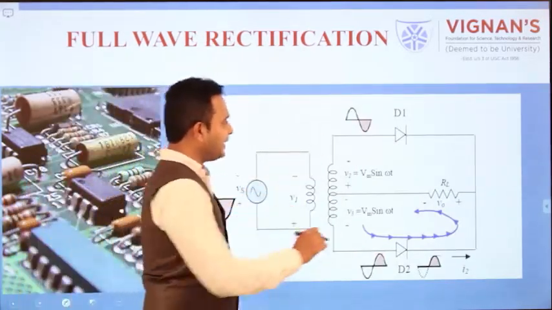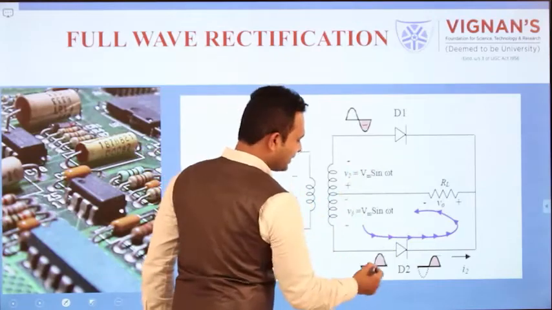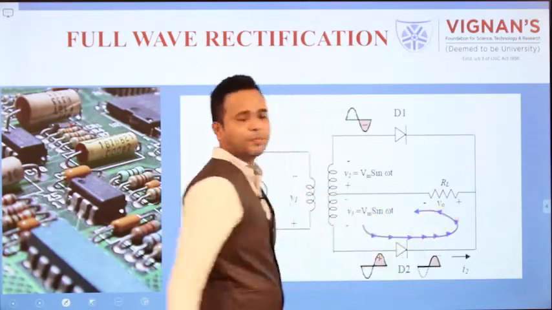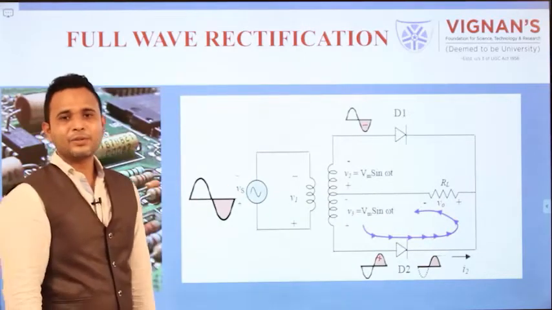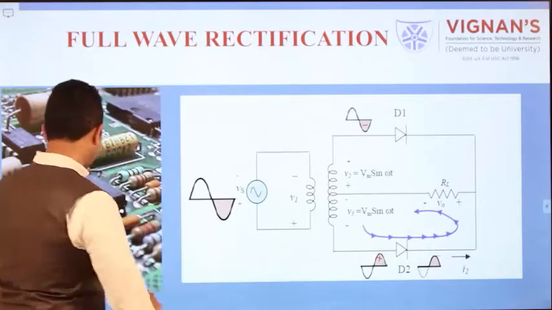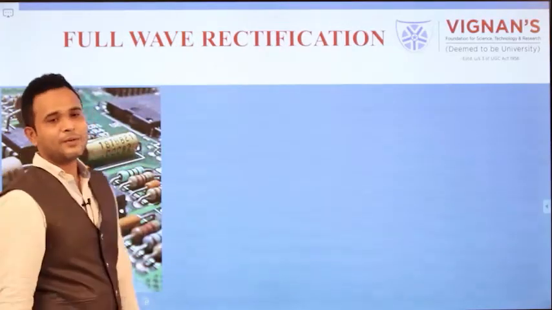So for the next peak, this is the negative peak, and this is the positive peak. This positive peak is coming at the output side. So continuously we are getting continuous full pulses. That's why this rectifier is named the full wave rectifier.